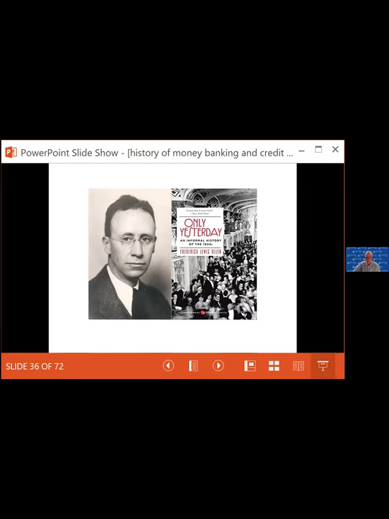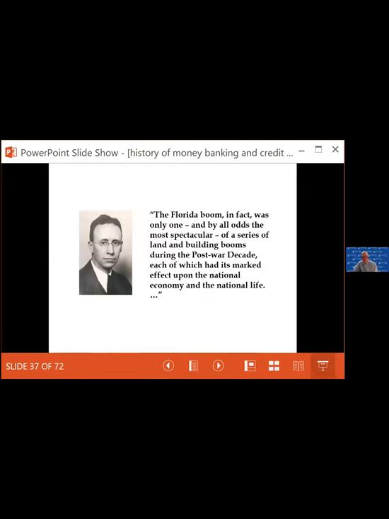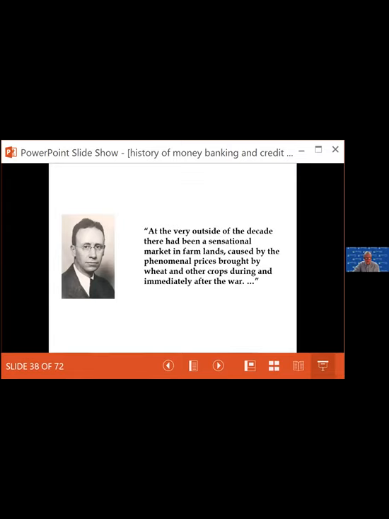And Florida, as Frederick Lewis Allen writes, was just one of the sources of these bank losses. And here's what he says in Only Yesterday. "The Florida boom, in fact, was only one, and by all odds the most spectacular, of a series of land and building booms during the post-war decade, each of which had its marked effect upon the national economy and the national life. At the very outset of the decade, there had been a sensational market in farmlands caused by the phenomenal prices brought by wheat and other crops during and immediately after the war.